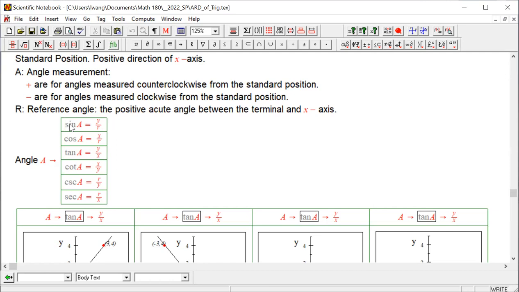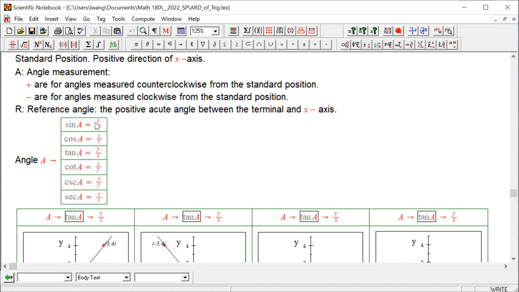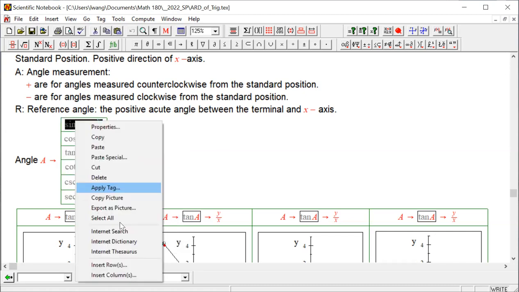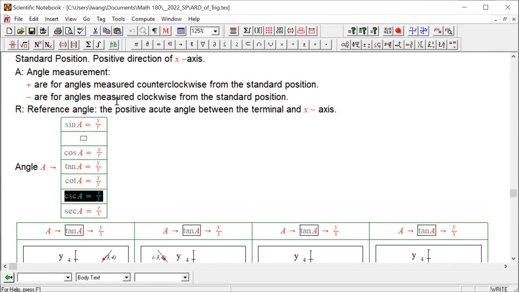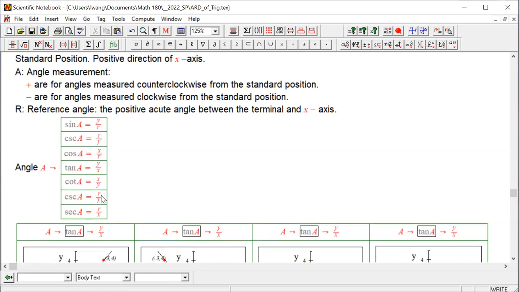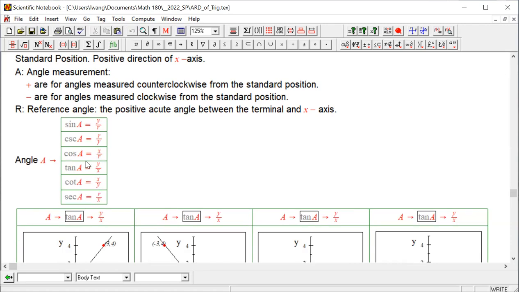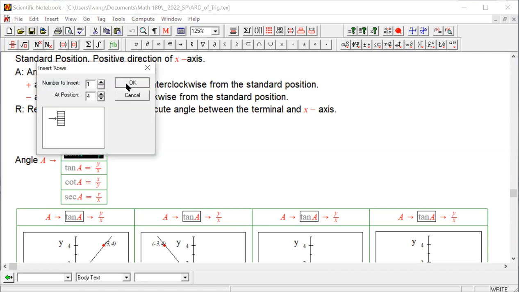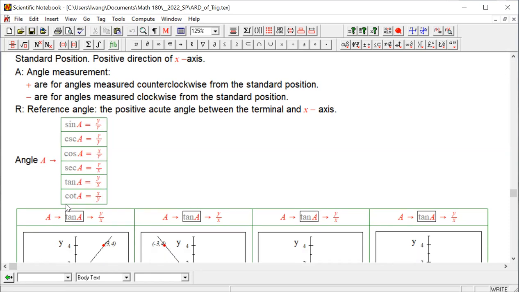Maybe I should make some change of order of these functions, for our convenience. I'm going to bring cosecant next to sine, and I'm going to move secant right next to cosine, because they're reciprocal to each other. And the tangent and cotangent are also reciprocal to each other.